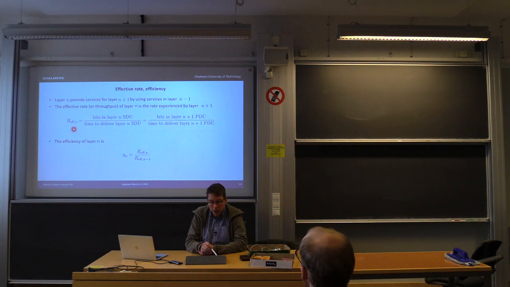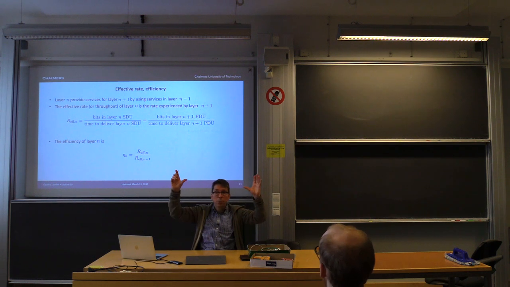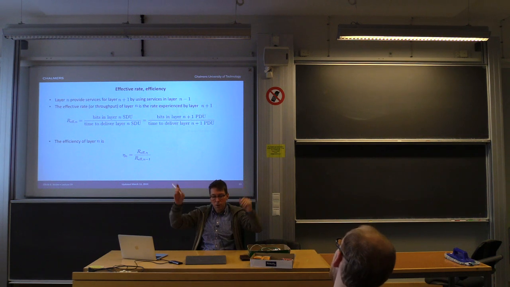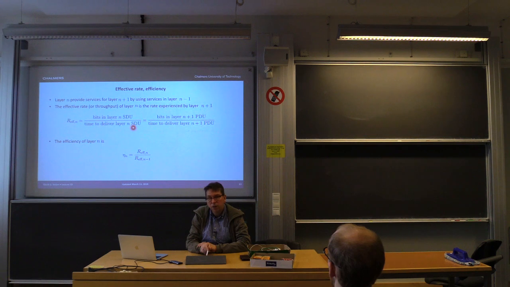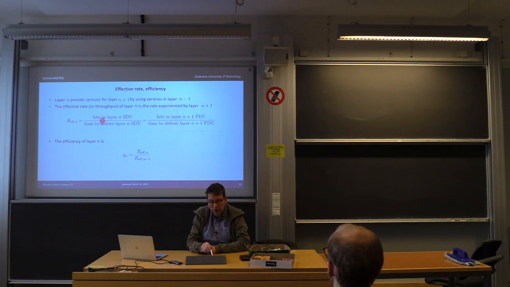which is the rate which we deliver in our service. Okay, so let me try to explain this again. Layer n provides a service to layer n plus 1. The rate which is experienced by layer n plus 1 is the effective rate. The effective rate is the number of bits in the layer n service data unit, the number of bits we get from above, and then it takes a certain time to deliver that to the other side. The ratio between the number of bits we get from above divided by the time it takes to transport this to the next node or across the network is the data rate experienced by the layer above us.